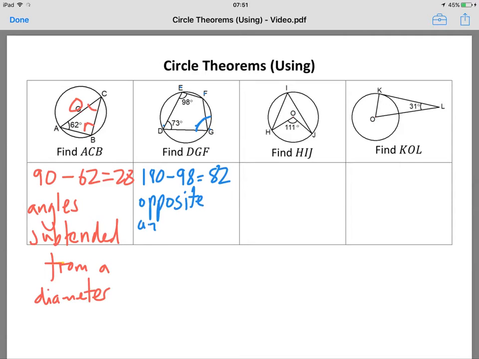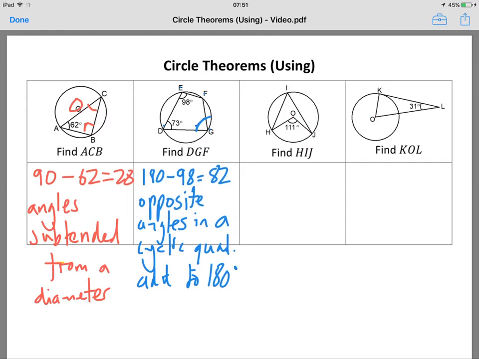Opposite angles in a cyclic quadrilateral add to 180, or sum to 180, either's fine.